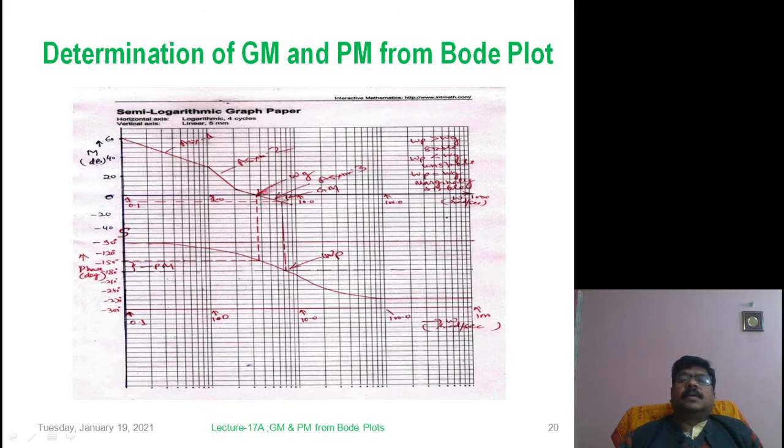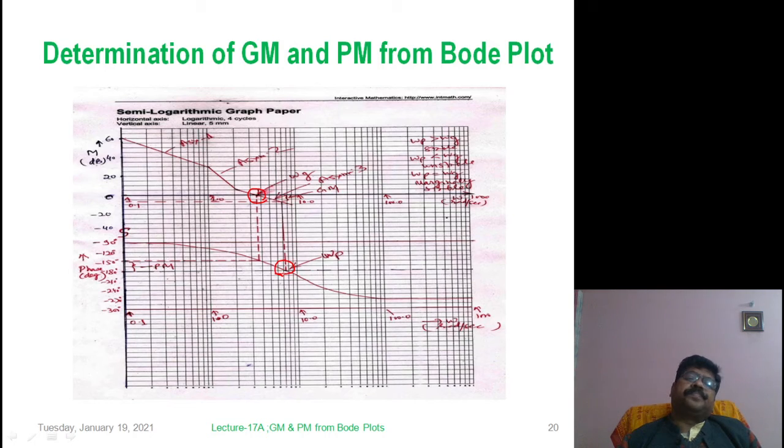So here a simple Bode plot has been considered. This is the Bode magnitude plot. This plot crosses the 0 dB line at this point, which is called the gain crossover frequency. While this is the point where the phase plot crosses minus 180 degrees. This is called the phase crossover frequency.